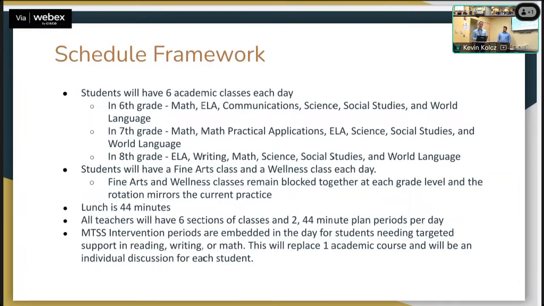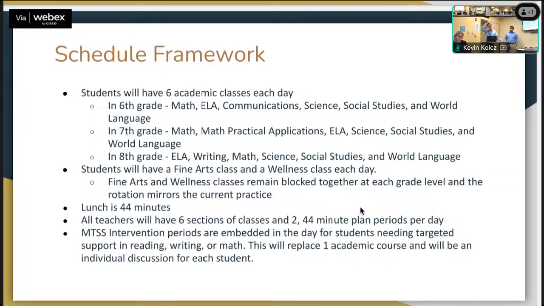Students will have fine arts classes and wellness each day. Fine arts and wellness classes remain blocked together, as Joe had already mentioned. And then students will be given the opportunity to have that AB rotation as we still have it today. As I show you the schedule, that'll come up here in just a minute. That schedule includes 44-minute periods. There'll be some adjustment made to that, and we'll explain it in a minute. But all teachers will have their 6 sections of classes, 2 44-minute or 42-minute periods, depending upon the day.